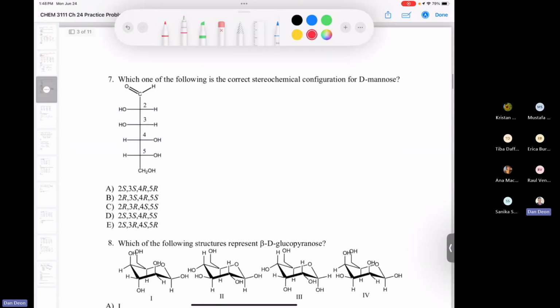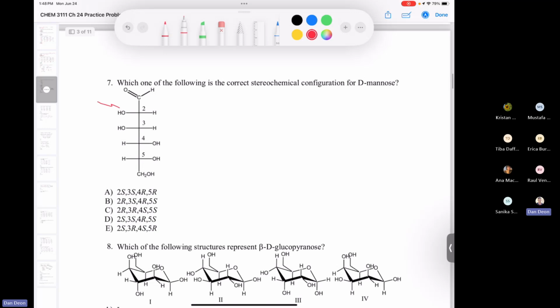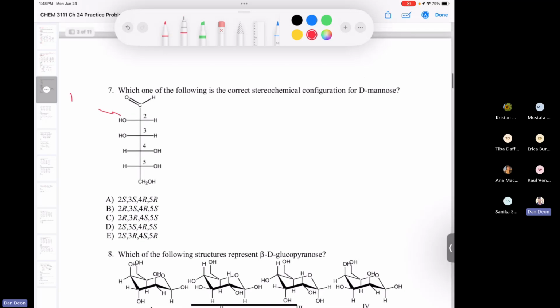It says, which of the following is the correct stereochemical configuration for D-mannose? So we have the structure of D-mannose here. And hopefully you remember that if your hydroxyl group on your chiral carbon is on the left-hand side, so we'll put here left-hand side equals S.